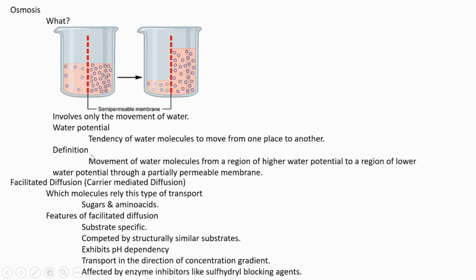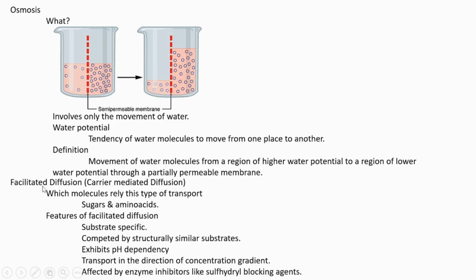So, as a definition for osmosis, we can say it is a movement of water molecules from a region of higher water potential, meaning higher water concentration, to a region of lower water potential, meaning lower water concentration, through a partially permeable membrane. Very clear. It's also very simple.